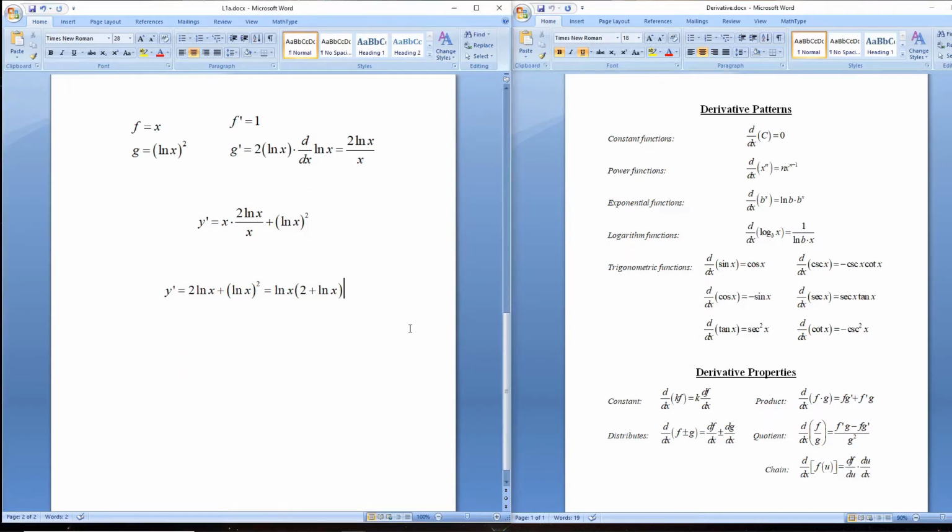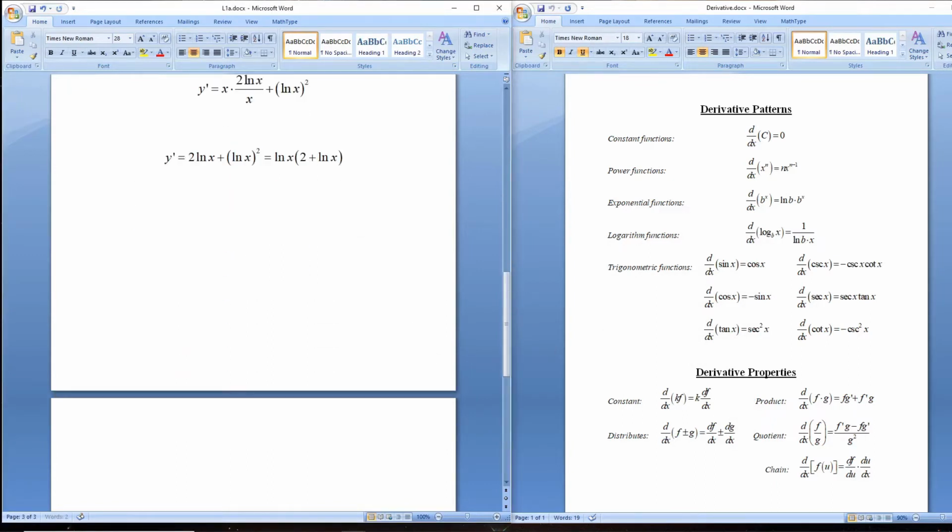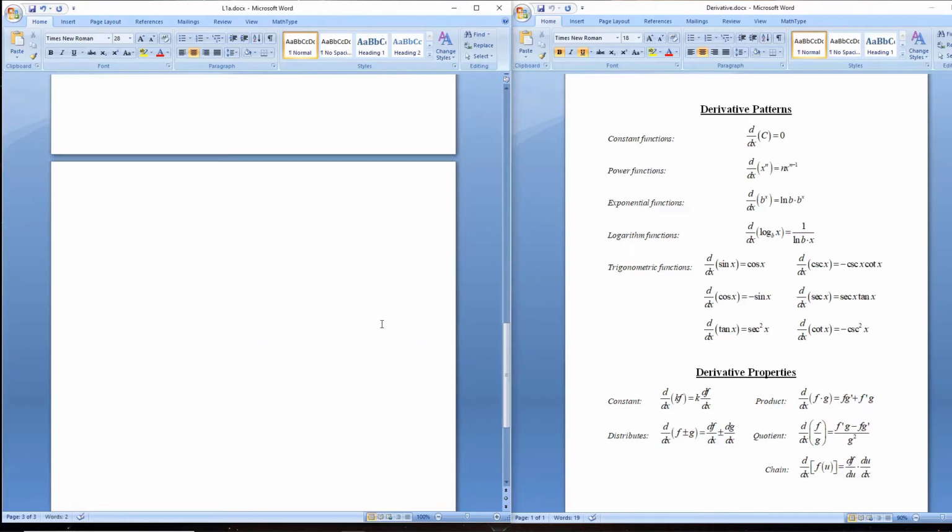So let's do a couple more. Again, the point here is to show you some of the harder ones. I'm purposely choosing some that are harder or maybe more confusing looking. So here we have the log of log of log.